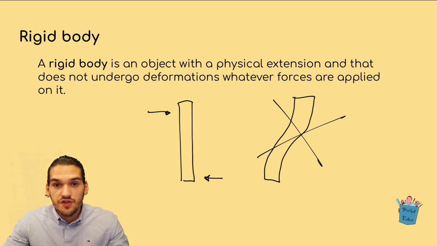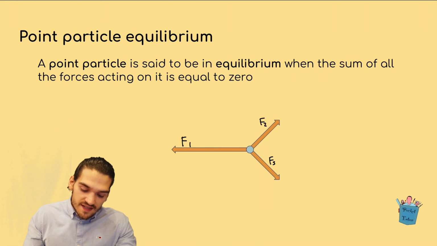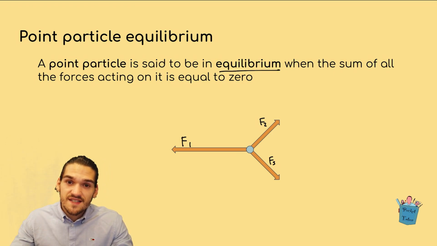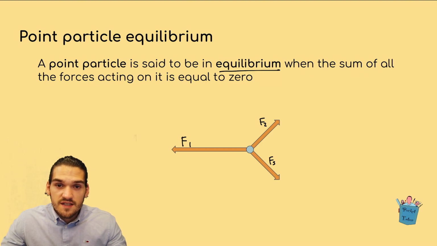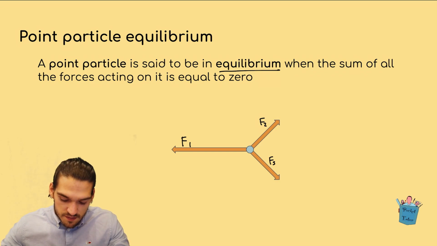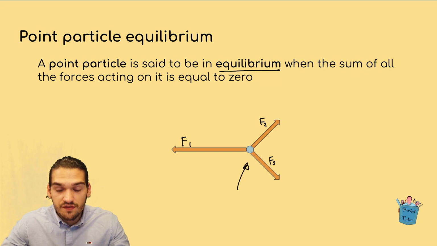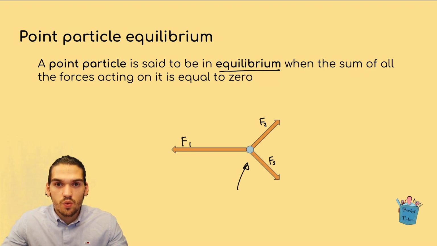And now that we have introduced these two concepts, we can talk about equilibrium, starting from the equilibrium of a point particle. A point particle is said to be in equilibrium when the sum of all the forces applied on it is equal to zero. So, whenever the sum of all the forces is equal to zero, we've seen that the speed of an object is not changing. While for a point particle, this also means that it is in equilibrium. So if we consider this example of this point particle right here, and we're applying three different forces, F1, F2, and F3, well, the point is in equilibrium if their vector sum is equal to zero. And this is always true.